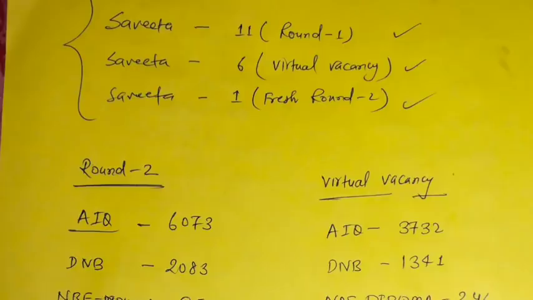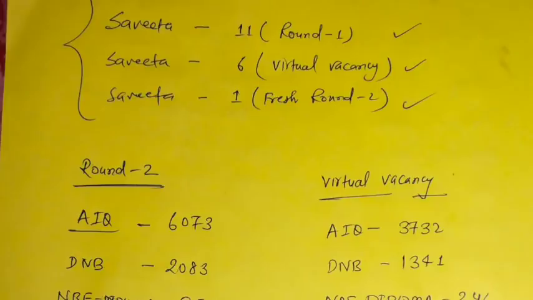So let's take an example: Savita Medical College, which is in Tamil Nadu. In round one, for general medicine, it had 11 seats. I have just taken this example to clarify the difference between virtual vacancy and the total seats in round 2. This data for Savita is only for general medicine.